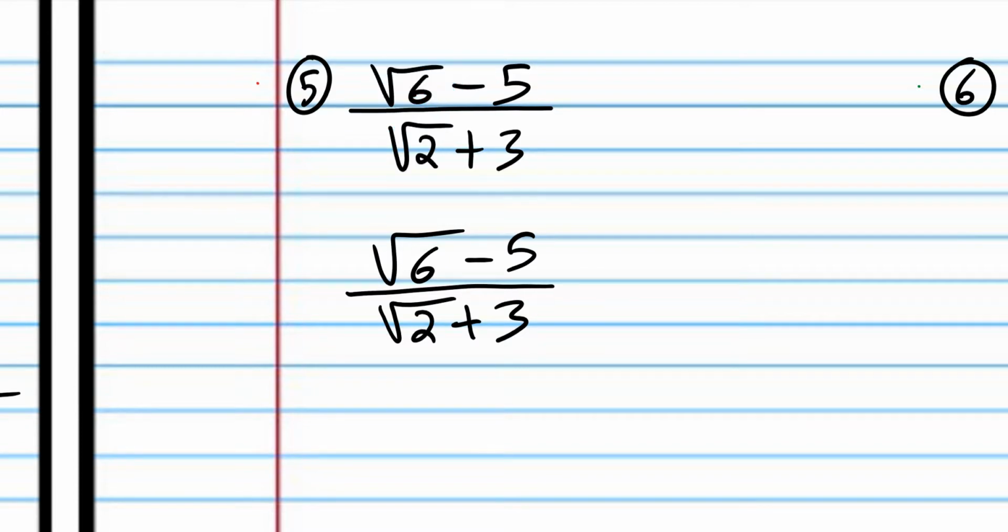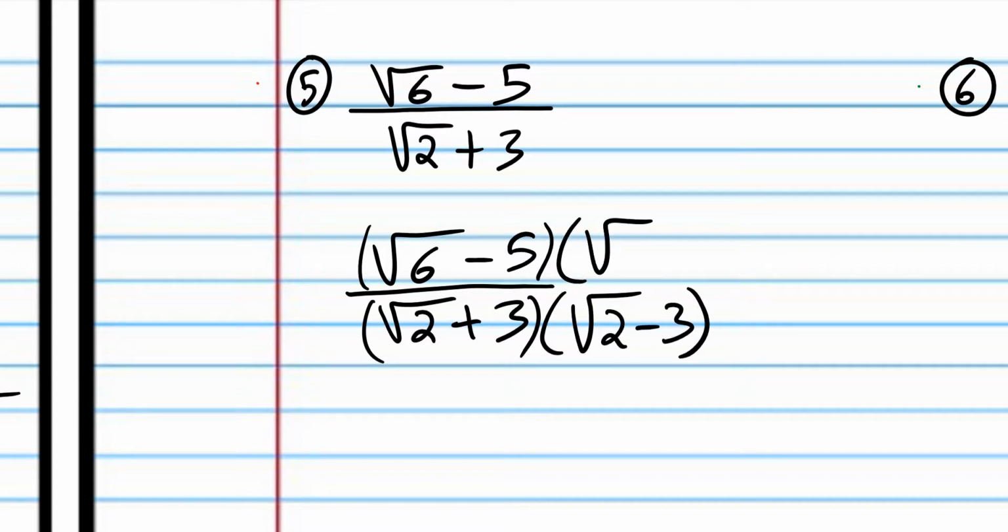Okay, so what you're going to do is put parentheses on both of these, because remember that problem. And we're going to multiply both sides by root 2 minus 3. Again, the denominator determines what we're multiplying by, because we're trying to get rid of the root in the denominator.